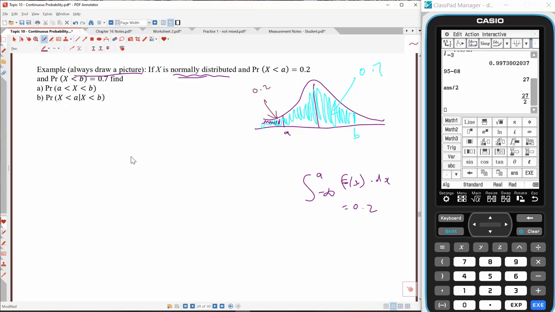0.2. All right, let's answer some questions. So they want to know what's the probability that the random variable is between A and B. So basically they want to know what this area here is.